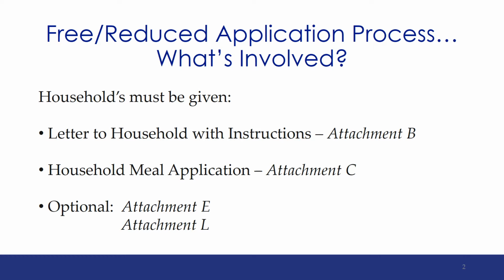Let's begin by talking about the household meal application. Households must be given the letter to households, which is attachment B, and the household meal application, which is attachment C. Optional forms which may be included are attachment E for self-employed individuals and attachment L, which I will talk about later. Applications can be distributed before the school year begins, but not before July 1st, which is the start of the new program year.